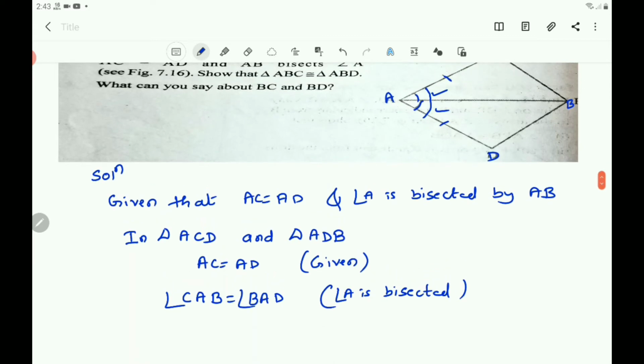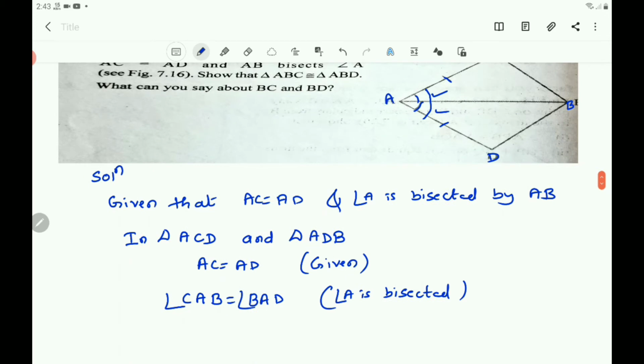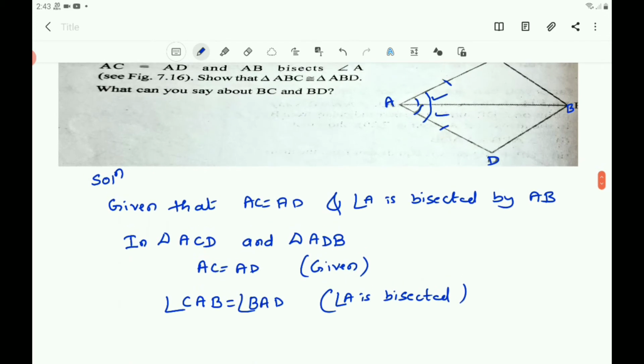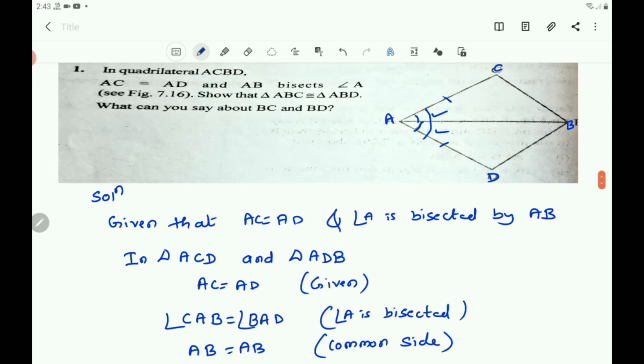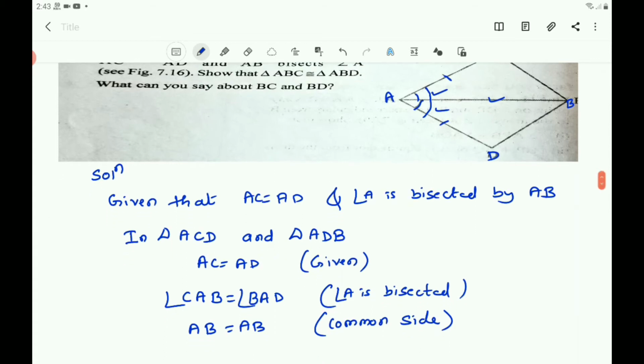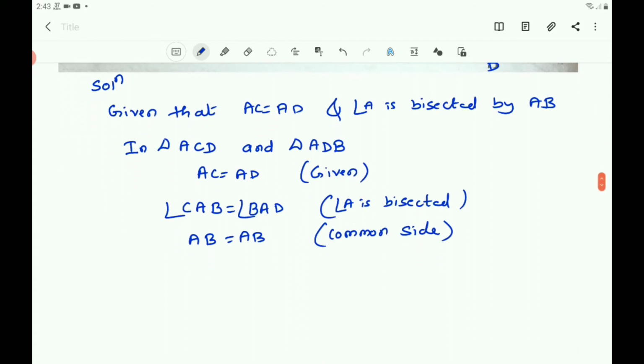Angle A is bisected. And here the side AB is the side of both the triangles. So you can write AB equals AB. That is the common side. So you take common side. AB is a side of triangle ACB and also it is a side of the triangle ADB. So you write AB equals AB.